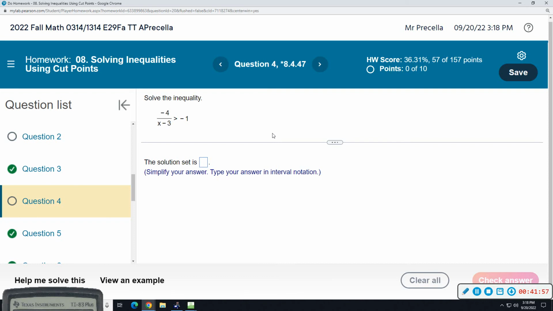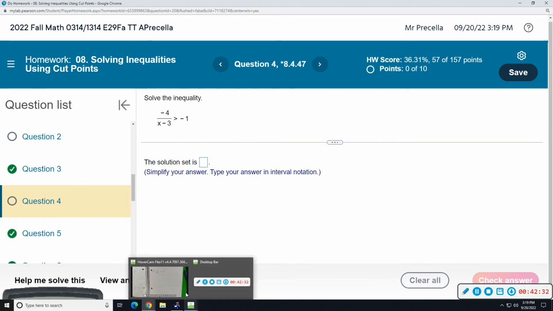Negative 4 over x minus 3 is greater than negative 1. Let me ask you something. Are you going to have any closed circles on your number line? The only time you get closed circles is if there's an equal sign, and there isn't, so everything's going to be open circles. Are you going to have a denominator cut point? Yes, because you have a denominator.